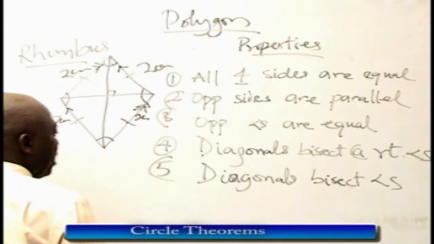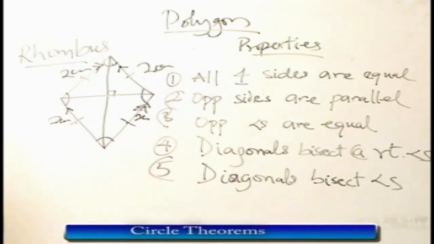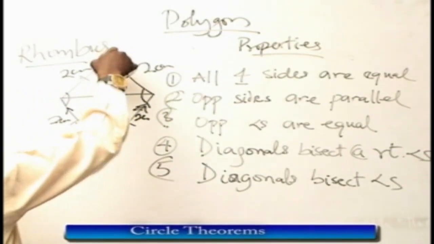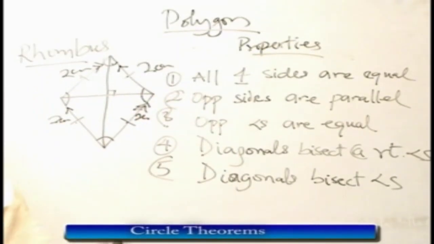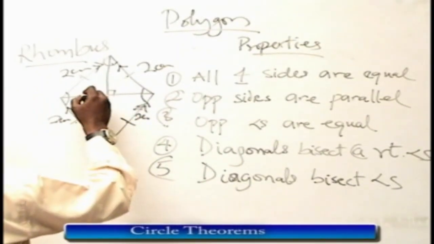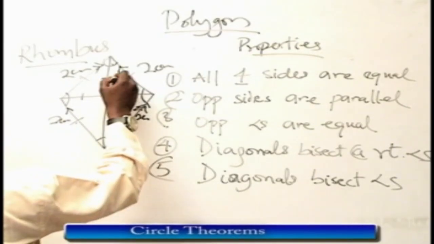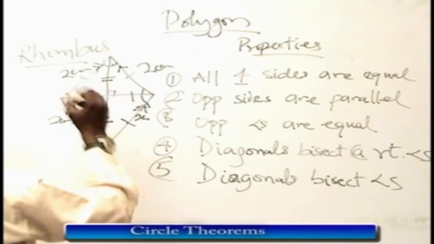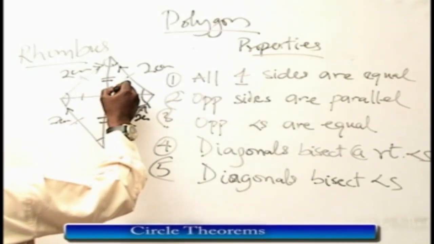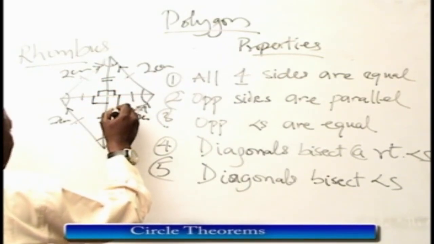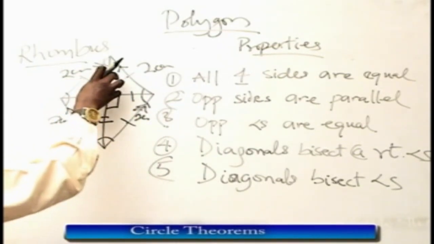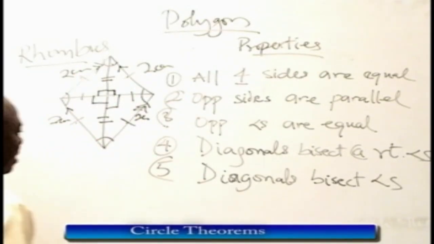Opposite angles are equal. Number four, diagonals, they bisect each other at right angles. This one, the diagonal is coming, and another diagonal is coming the opposite way. They bisect. In other words, this side is equal to this side is equal to this side. Again, they are bisecting each other at right angles. So the angles on each of those lines are 90, 90, 90, which gives us a total of 360.